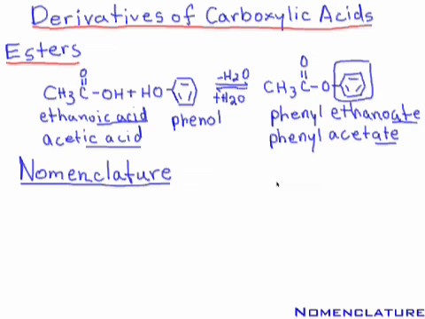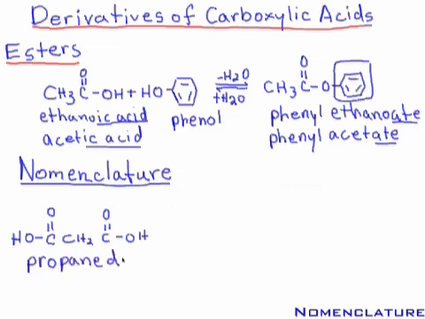Now, interesting developments can occur when you have dicarboxylic acids. For example, suppose I have the following dicarboxylic acid. This is a 3-carbon chain, so it's derived from propane dioic acid. Now, propane dioic acid has the common name malonic acid.